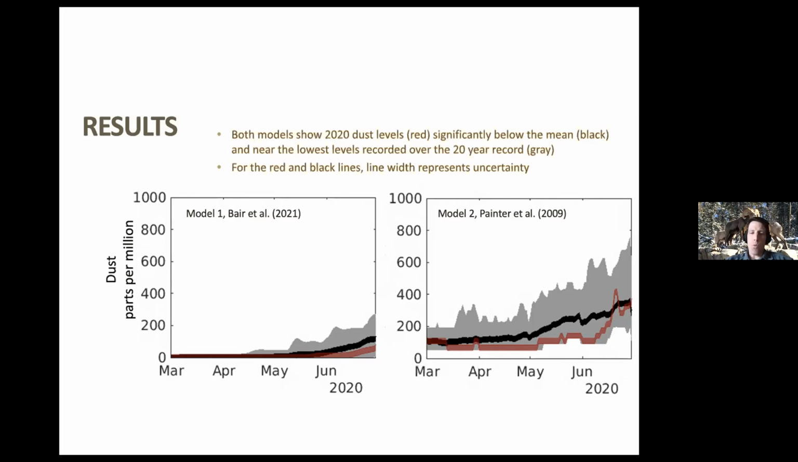But you can see that red line, even accounting for uncertainty, is quite a bit below the mean in both models. And the models have differences in terms of how much dust they estimate and all that, but the trends are the same. They both show that 2020 was one of the cleanest, and at times the cleanest, snowpack, snow and ice cover on record.